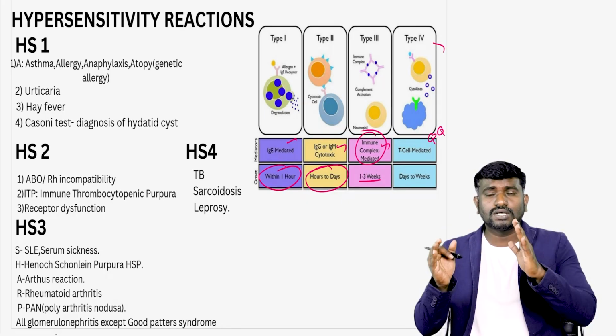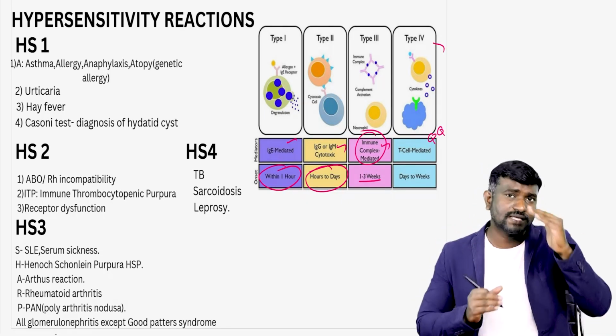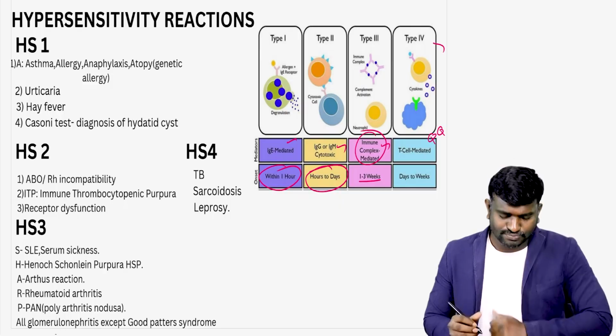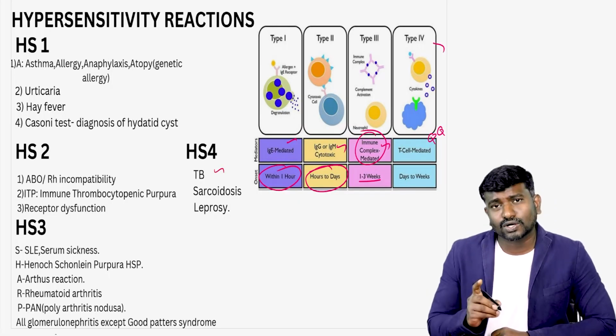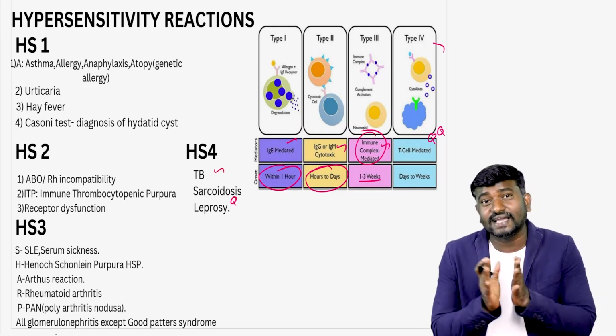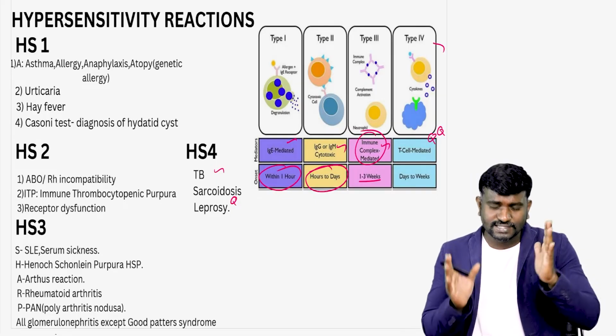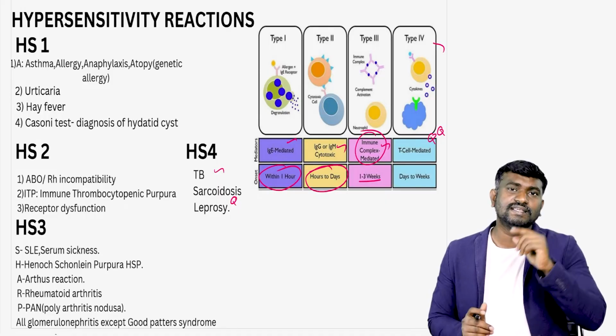Very good. Now, it is also important to revise the examples. Type 4 hypersensitivity is going to have TB, sarcoidosis, and also leprosy. Let's revise. TB, sarcoidosis, and leprosy are seen in type 4.